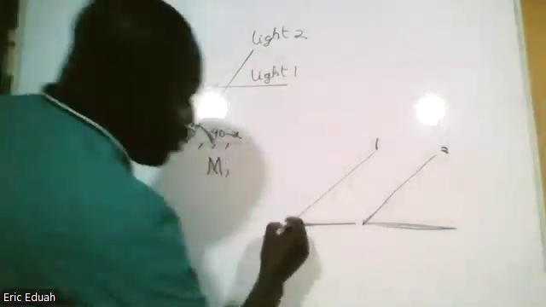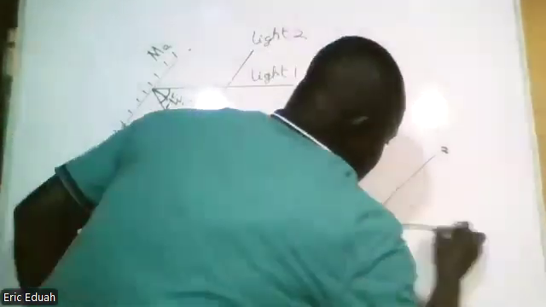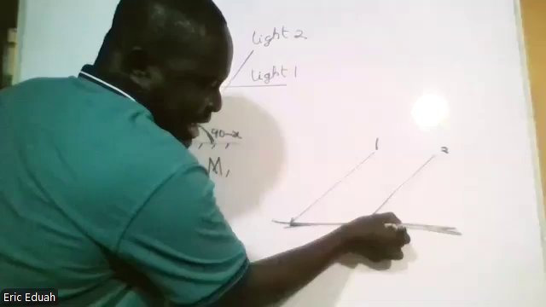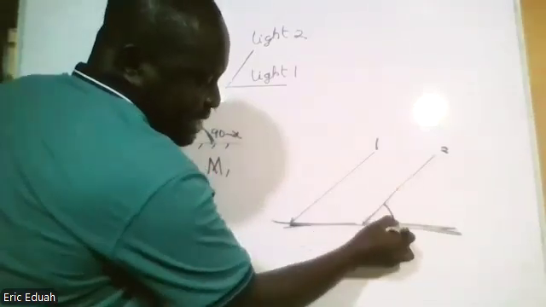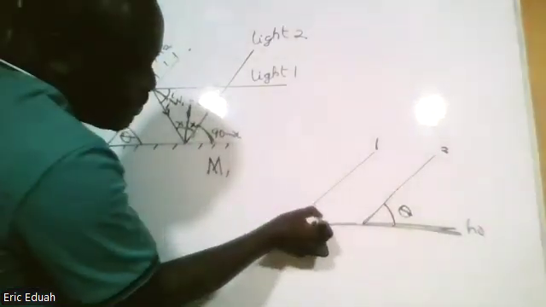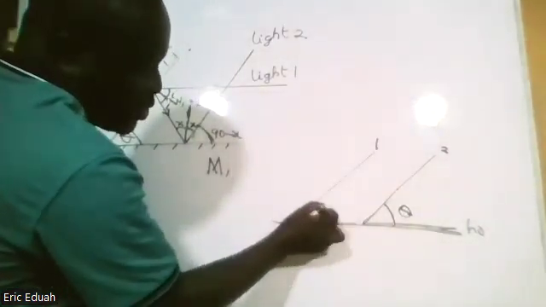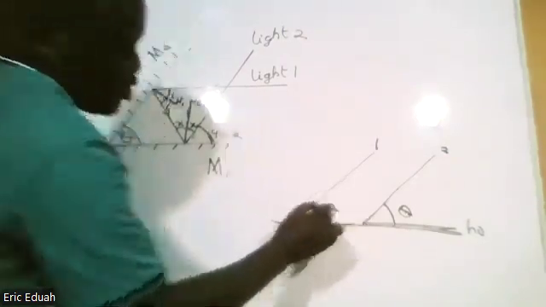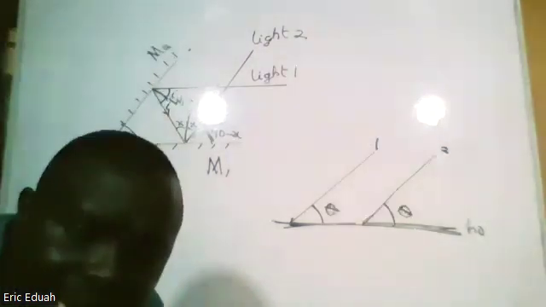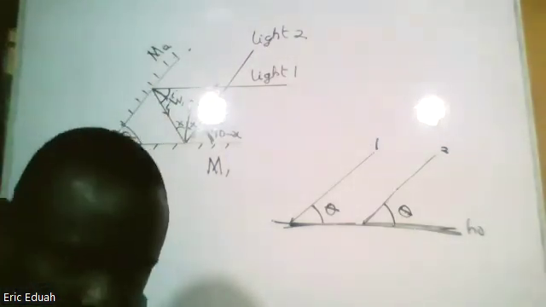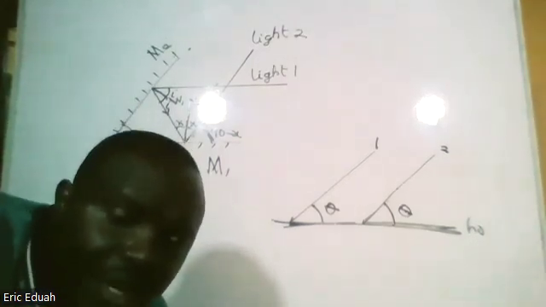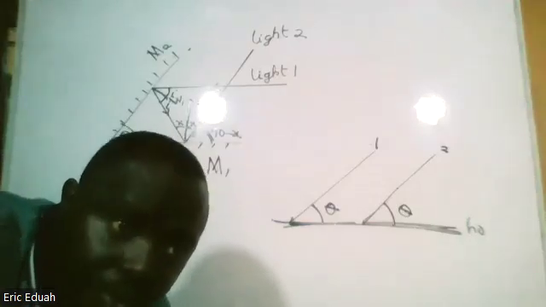If you look at the horizontal line or the base to the two lines, if they are parallel, it means that the angle between this line, L2, and the horizontal, if this is theta, we must have the same angle between L1 and the horizontal. So if this is theta, this must also be theta. So we said that parallel lines have the same slope.